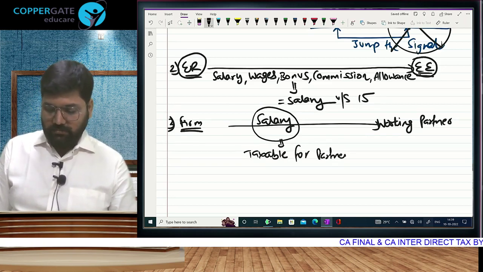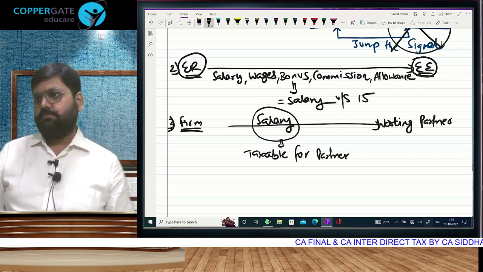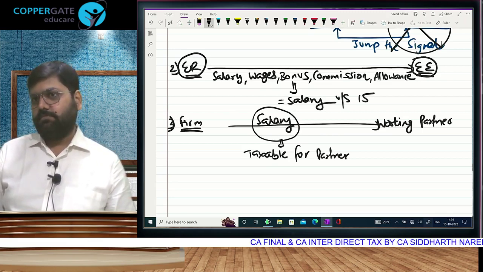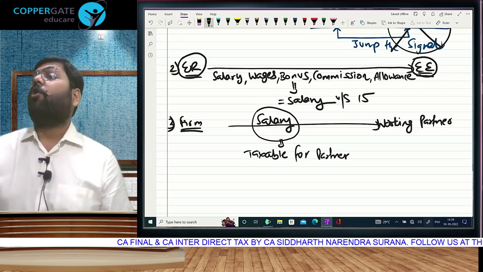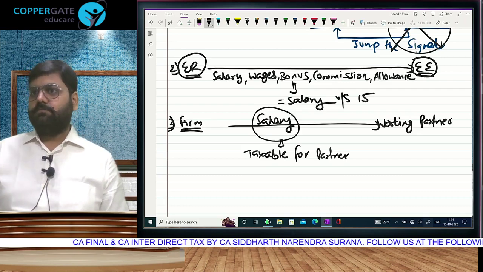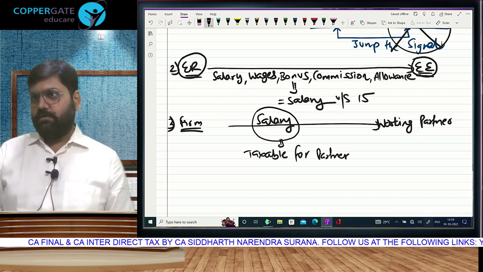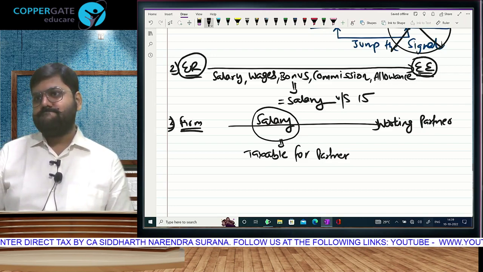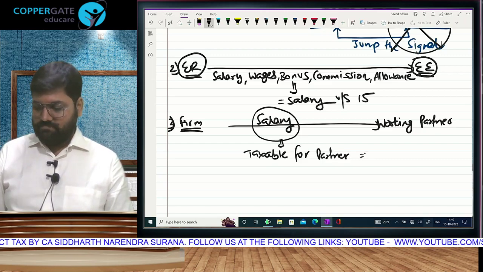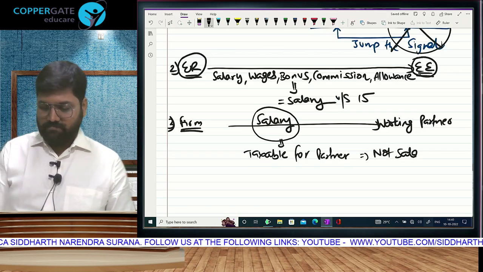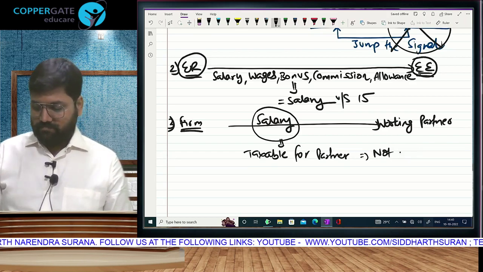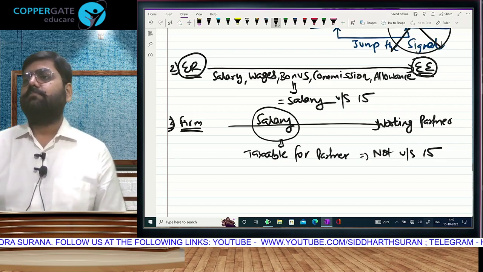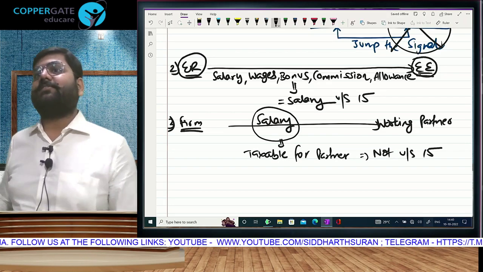Under which head of income? The firm is paying to the partner. What is being paid? Salary. So taxable under? And only those students can understand who have understood the previous 2 points.